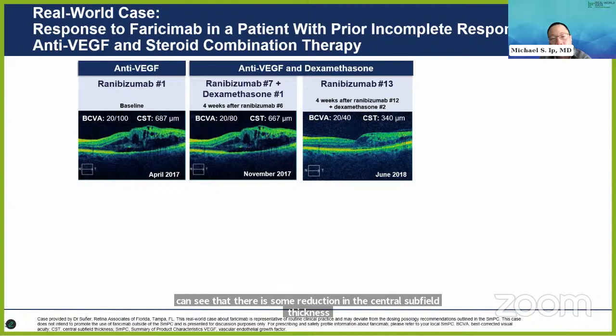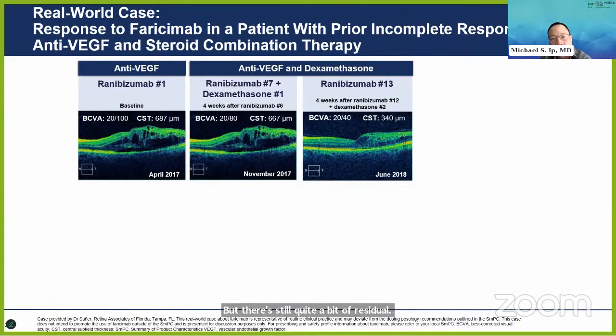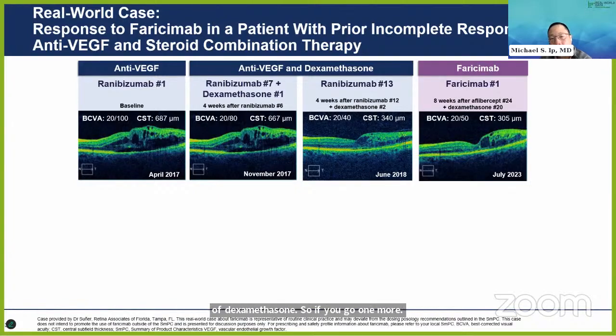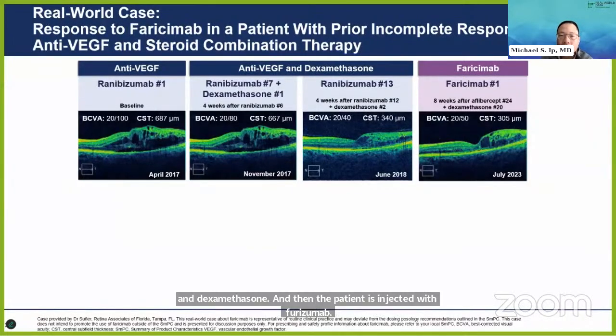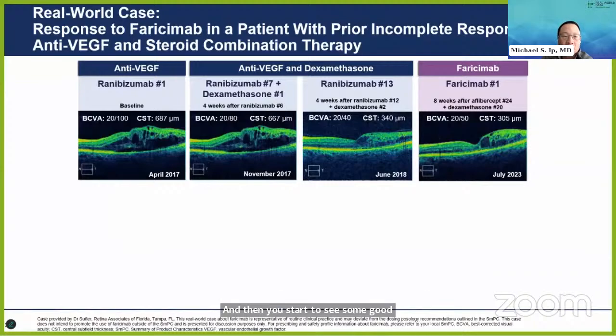The patient continues to get anti-VEGF and a combination of dexamethasone. So if you go one more, you can continue to see that there is some residual edema, even on the combination of ranibizumab and dexamethasone. And then the patient is injected with faricimab, and then you start to see some good anatomical results once the switch is made.